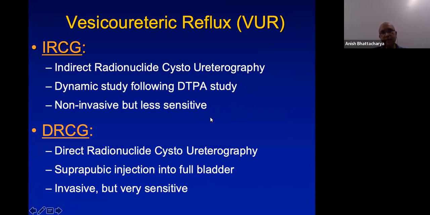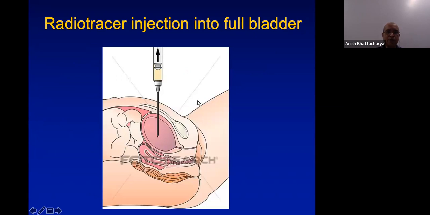This is non-invasive, but it is less sensitive because sometimes there is activity left over in the ureter. You'll be left wondering, is it tracer coming down the ureter or is it tracer going up the ureter? To avoid this problem, we have what is called a DRCG, where tracer is injected by direct suprapubic injection into the full bladder. Now, this becomes slightly invasive, but it is a very, very sensitive investigation. This is how it's done.